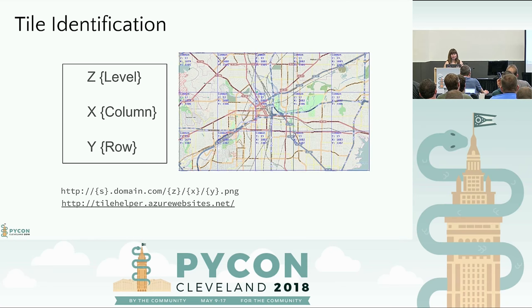Tiles are identified by their X column and Y row, two identifiers, and then a Z, which is a zoom level, because if you zoom way out so that you see the whole world, it's just one tile. And you zoom in, then you see four. It grows exponentially every time you zoom in, the number of tiles needed, because they're all the same size of image. Zoom level 0 is the whole world, and zoom level 17 is way zoomed in.